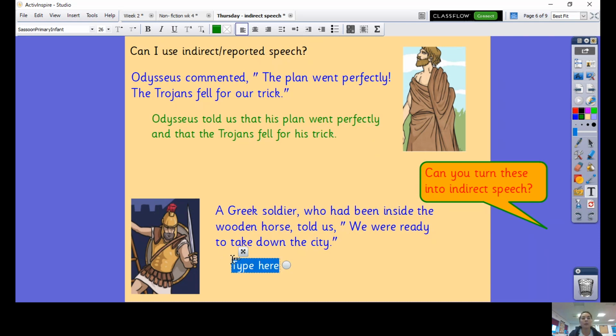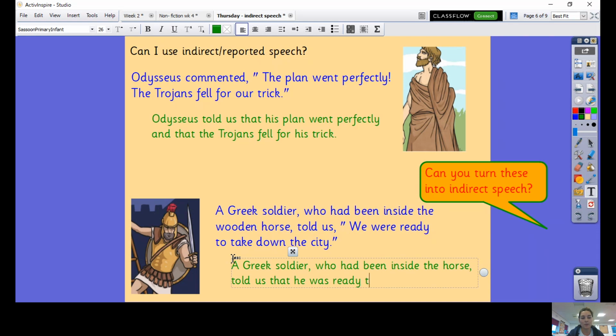Okay, so for the Greek soldier, a Greek soldier who had been inside the horse, just paraphrasing now, told us that he was ready to take down. You could either say the city, you could say Troy. You can slightly change it when you're reporting speech. Okay, that he was ready. It's not saying we or I, it's putting that into third person.